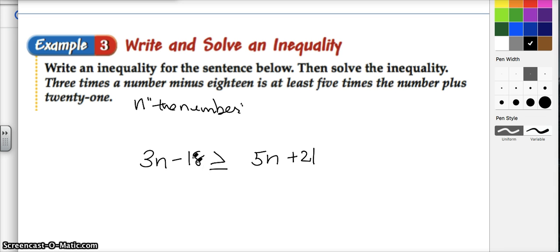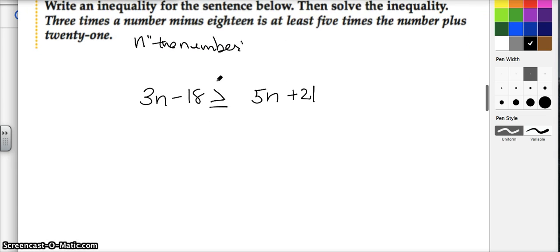All right, so this is going to be an interesting situation. I think I'd like to read it over again just to make sure. 3 times a number minus 18 is at least, the smallest it could be is 5 times that same number plus 21. I feel confident that I've done it right, and so now I'm going to solve it. And it's multi-step, but I can handle that.